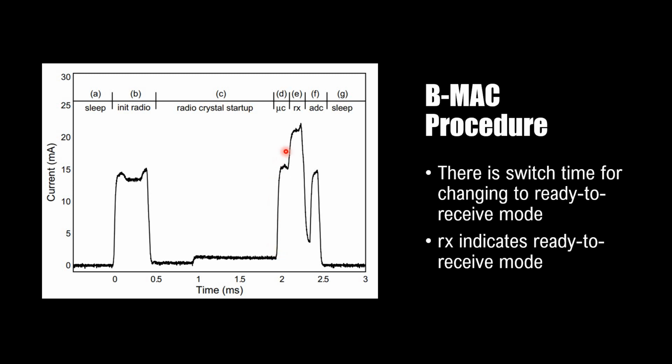The time that you see here, this Rx, means receiving. If you remember, TX means transmission and Rx means receiving. So Rx is the ready to receive mode, and before that is the switching time for shifting from the stabilization of the crystal to the ready to receive mode. After that it does the ADC sampling, and then it goes back to sleep. When it's asleep, that is the time when it analyzes the sample that it got.